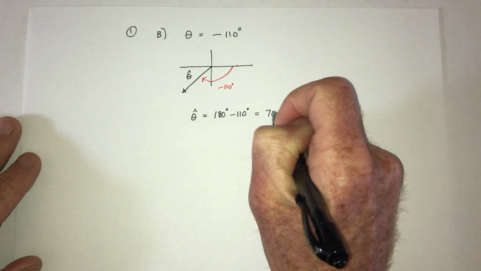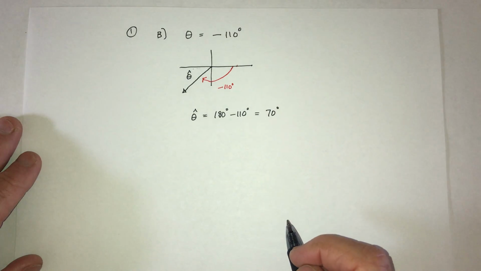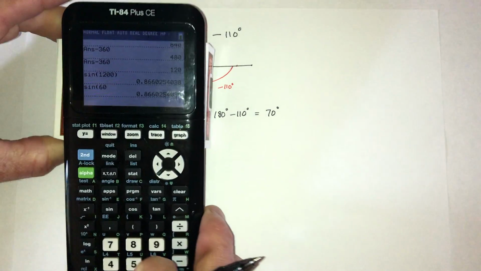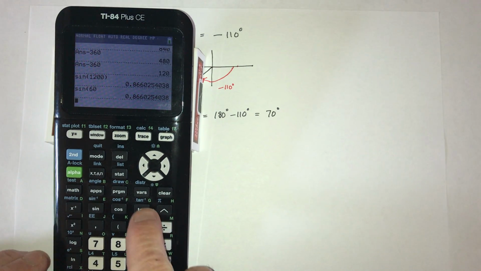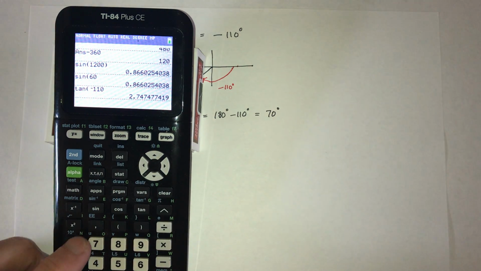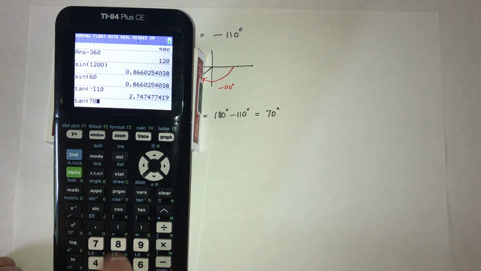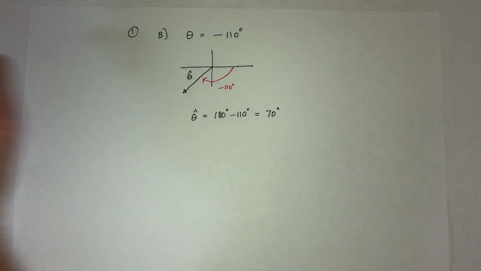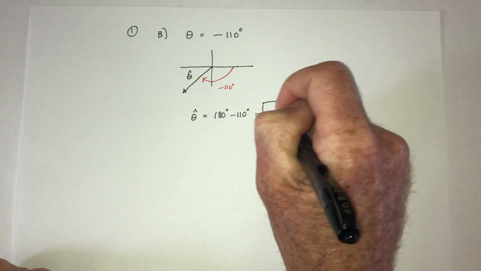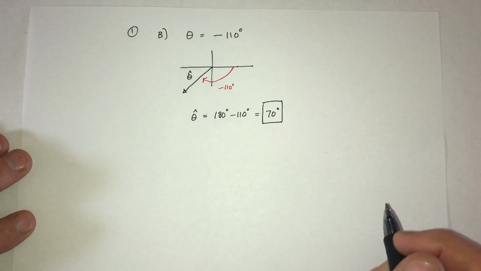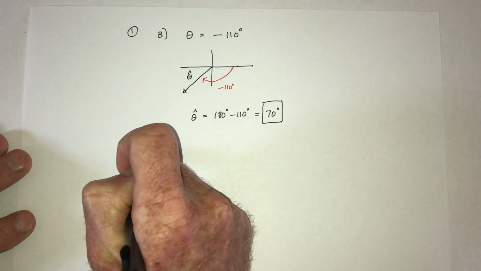And that equals 70 degrees. So I want to test my answer. I'll pick a trig function: tangent of negative 110 equals that decimal, and tangent of 70 equals the exact same thing. So now I feel confident that I got this right. Okay, then to use this.